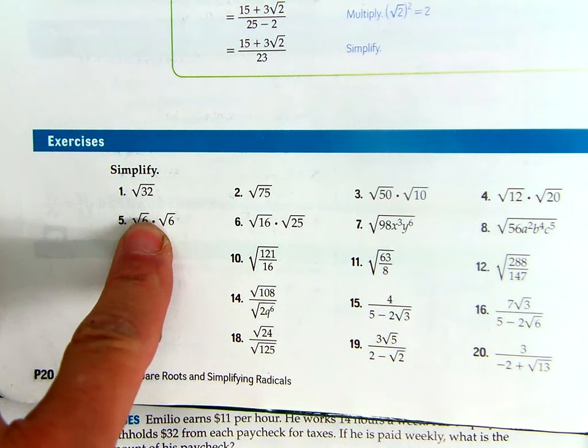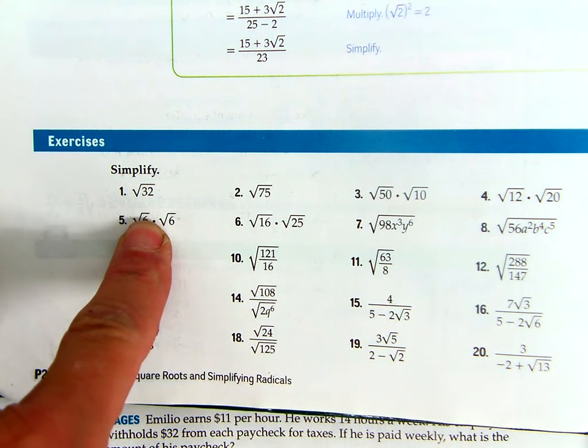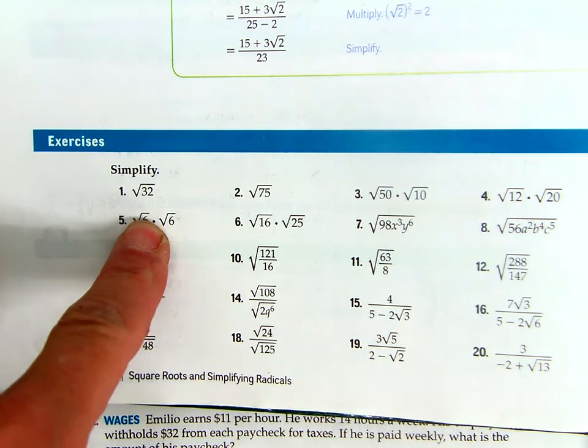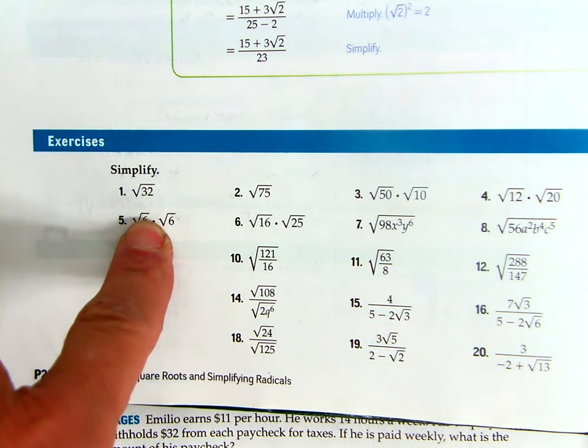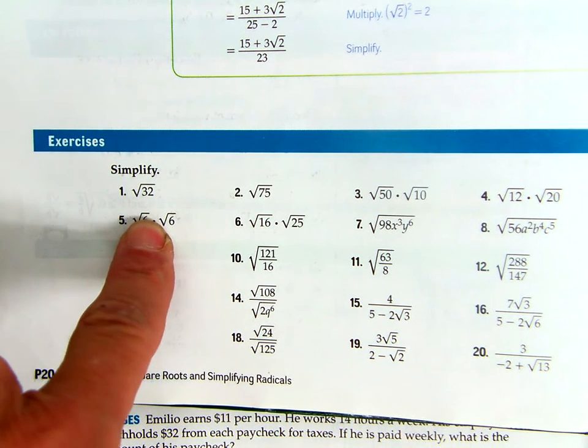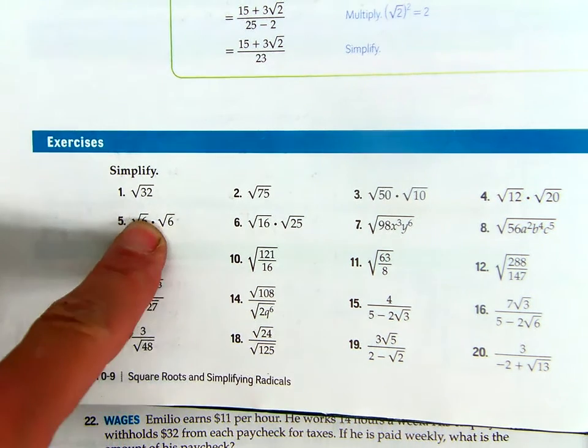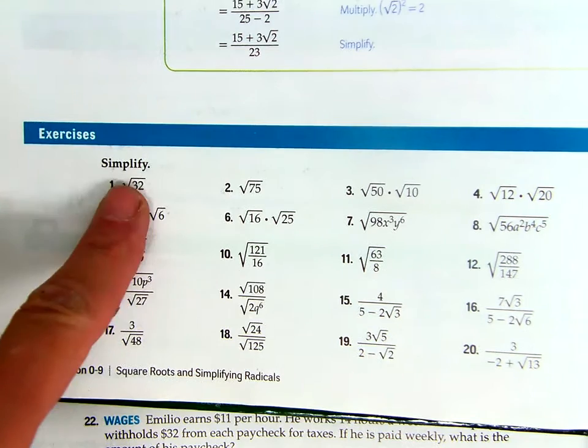I mean, if it were easy to simplify radicals, then everybody would have kids. Sorry.